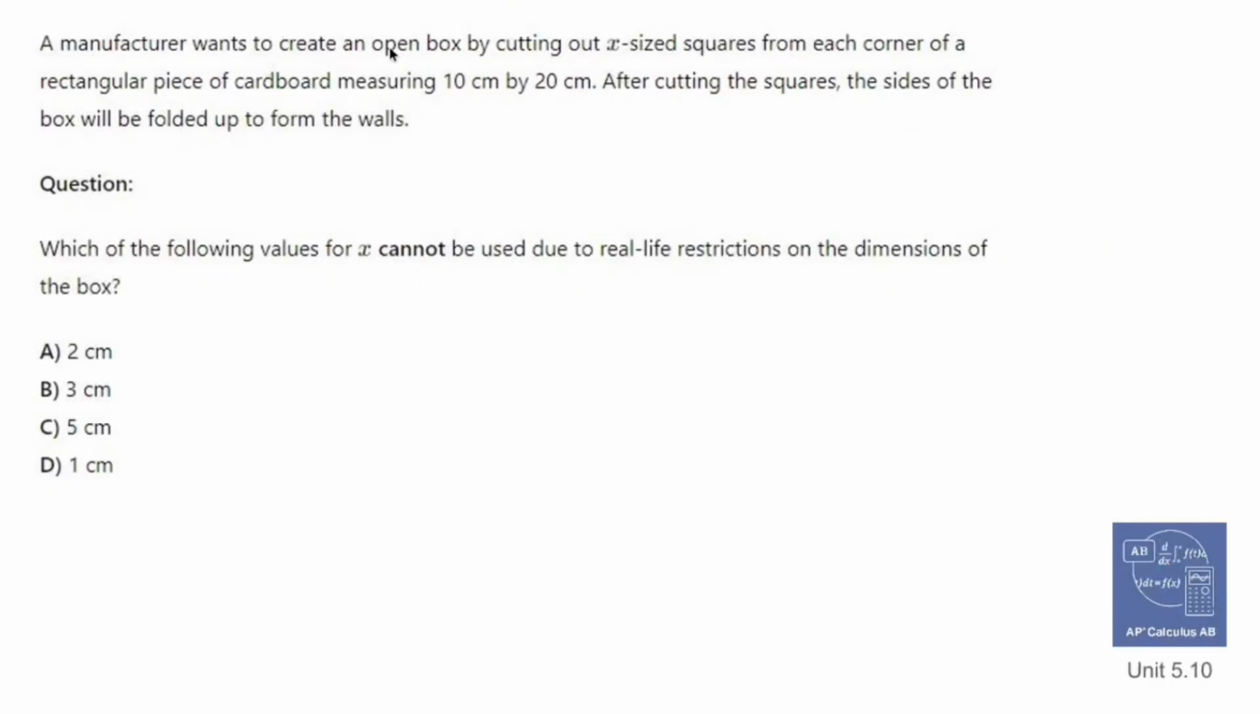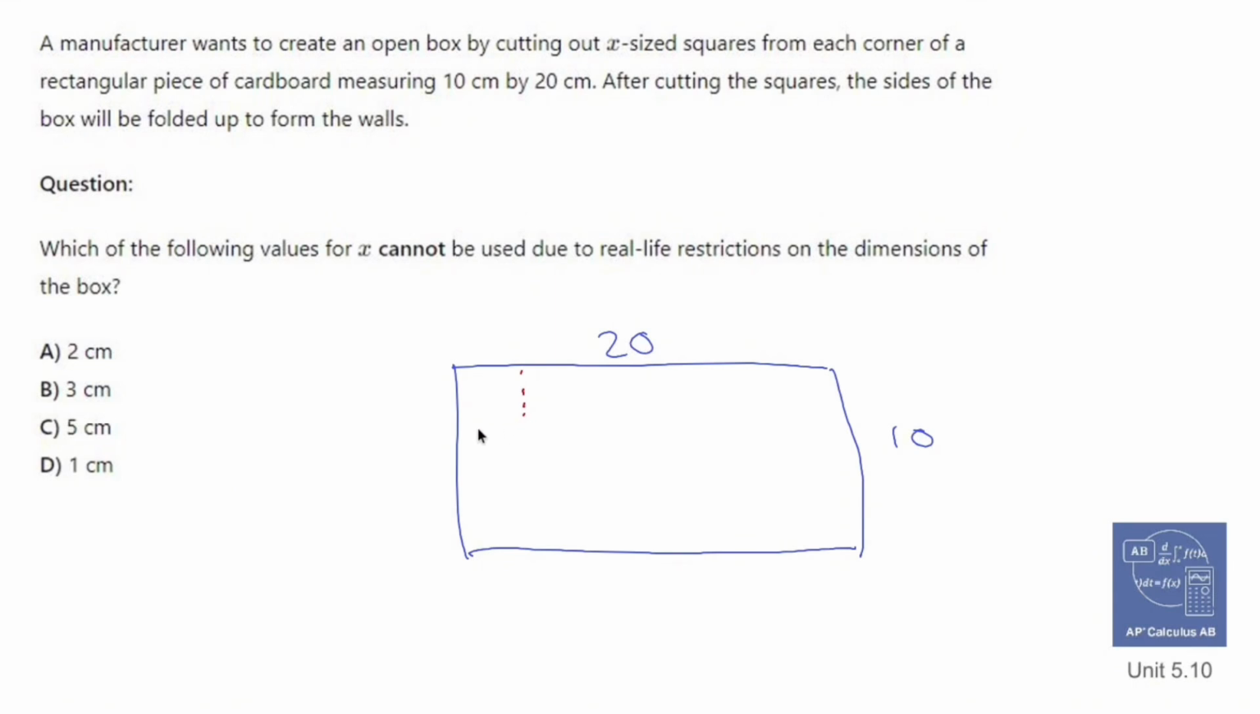A manufacturer wants to create an open box by cutting out x-sized squares from each corner of a rectangular piece of cardboard measuring 10 by 20 centimeters. So let's do our best to draw that picture right here. Okay, so we have a rectangle. This would be 20, this would be 10. I am cutting out x-sized squares out of each corner. So x, x, x, x, x, x, x, x.